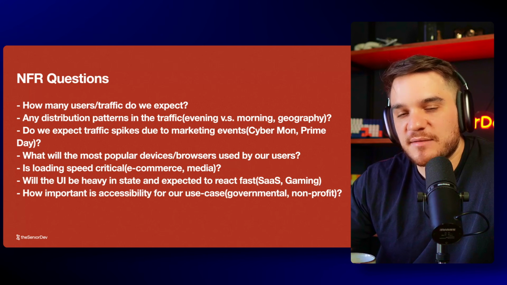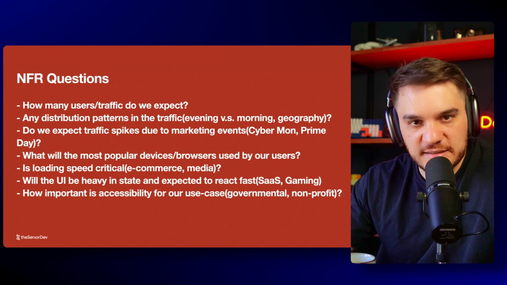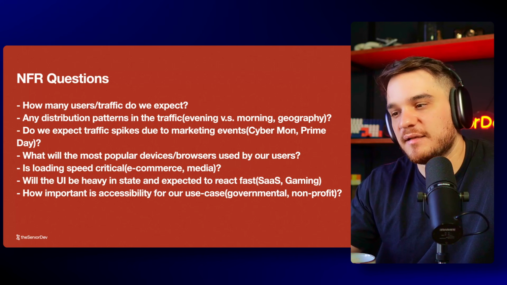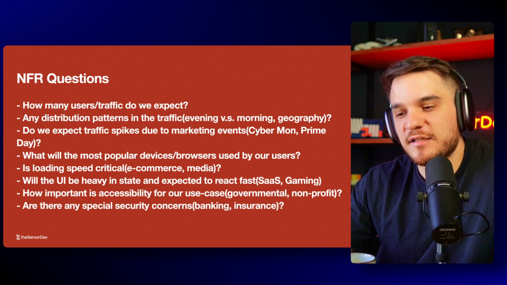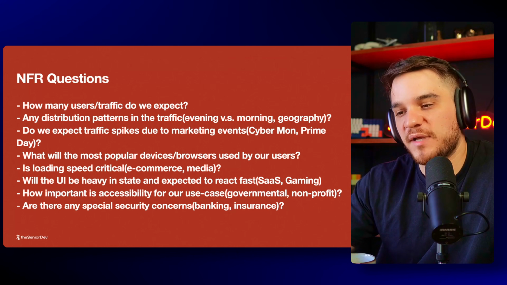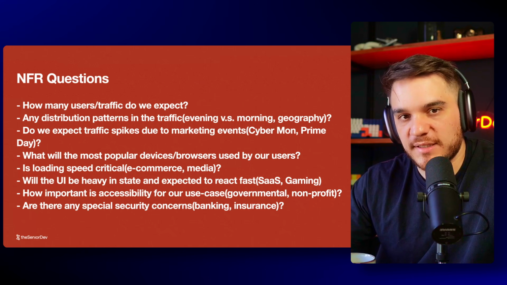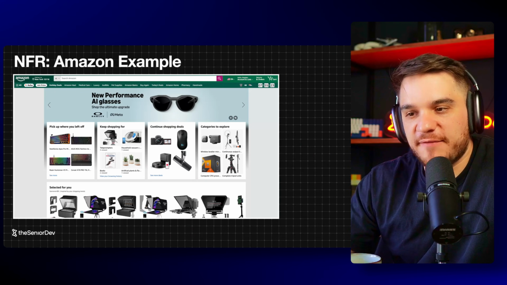How important is accessibility for a use case? Are we building something for the government or any kind of nonprofit organization? They're usually legislated in a way in which you need to pay a lot more attention to accessibility. And are there any special security concerns? For example, in the case of banking and insurance, you'll have to pay more attention to things like security. So let's go back to our Amazon.com example and try to break down the traffic for this one.